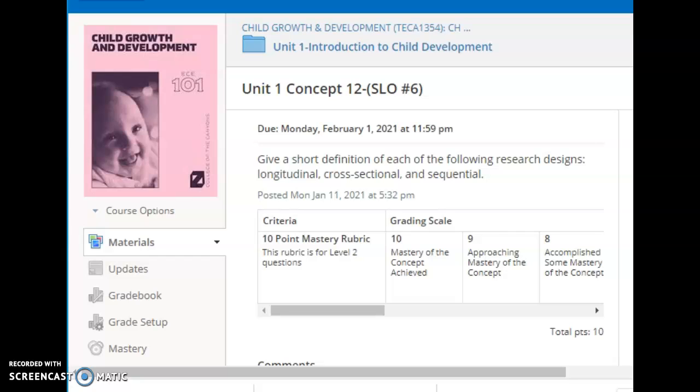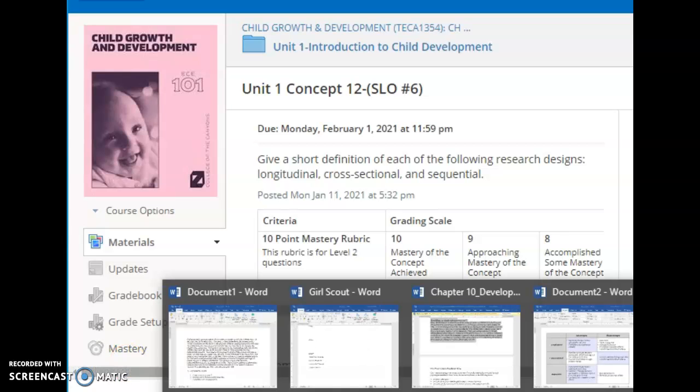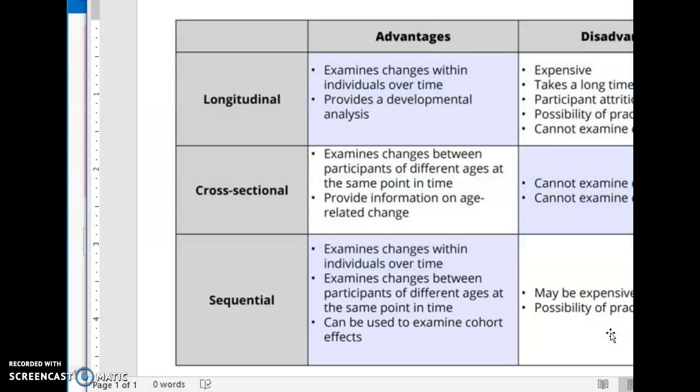Hi, this is a support video for Unit 1, Concept 12. This is the question that asks you to give a short definition of each of the following research designs. Those are longitudinal, cross-sectional, and sequential. Okay, I'm going to use this guide to guide our thinking.